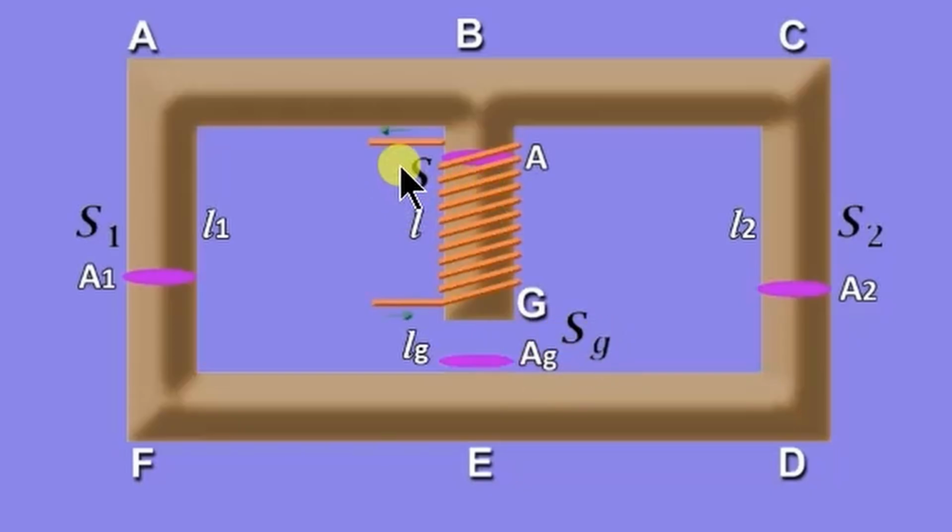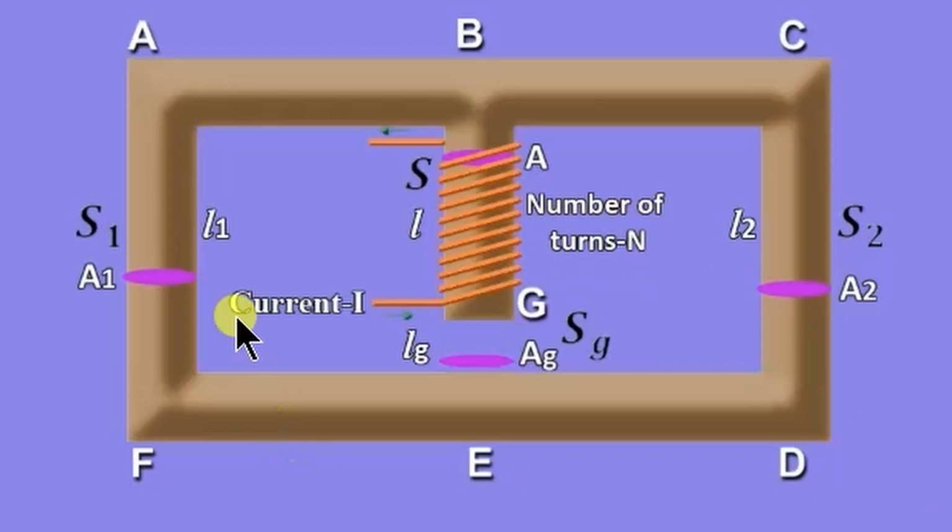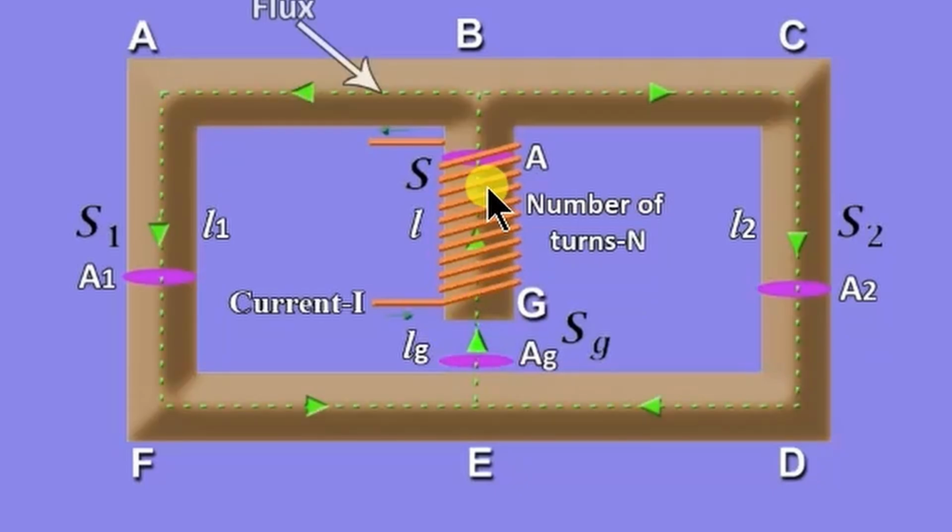When the central limb is wound with a coil which is having a number of turns N, and when we are passing a current I through the coil, a flux is developed here and it divides into these two parallel paths. The total flux developed in the middle path is phi, which divides into phi 1 through the path BAFE and phi 2 through the path BCDE.